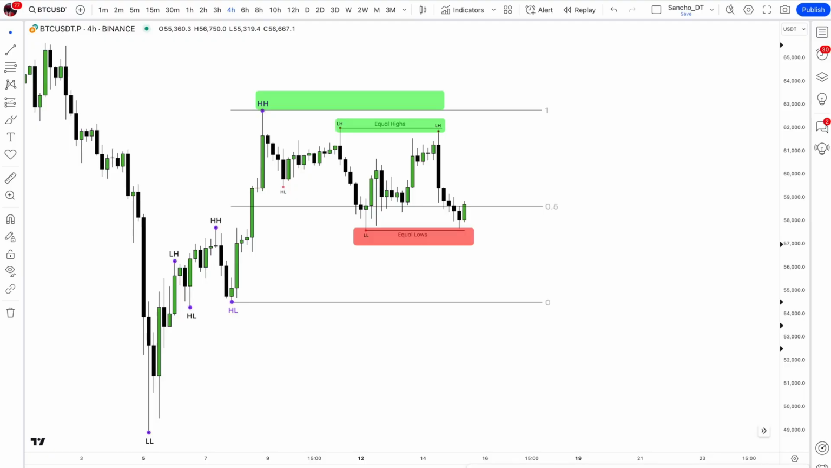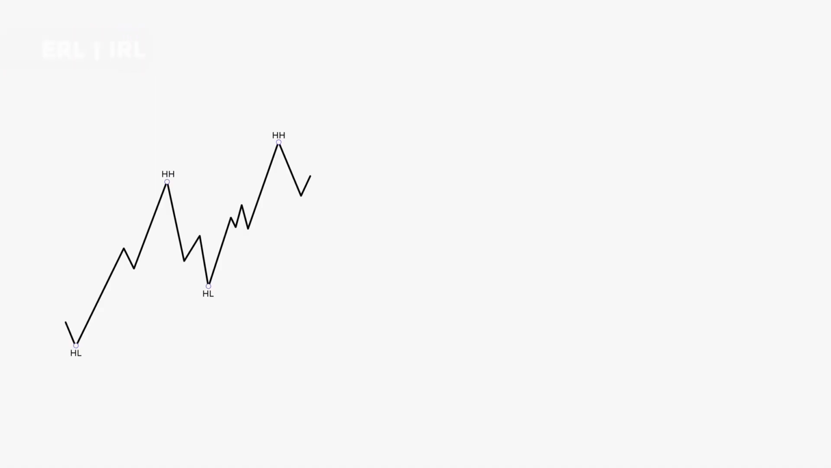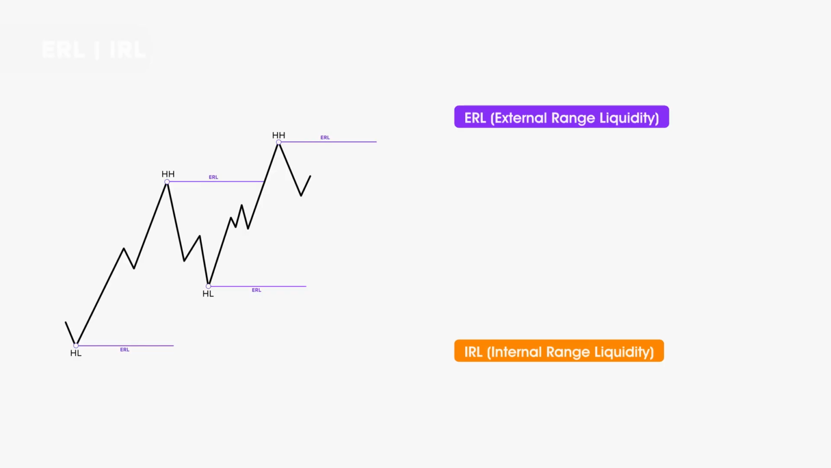To better understand this dynamic, you need to study the concept of internal and external liquidity. This will give you a clear understanding of price movement and its causes. Understanding these processes is the key to stable and profitable trading. Consider a classic uptrend. Its key elements point to areas of external liquidity accumulation, while internal liquidity includes all swings between the current higher low and higher high.